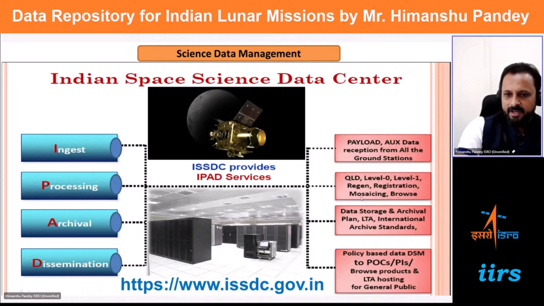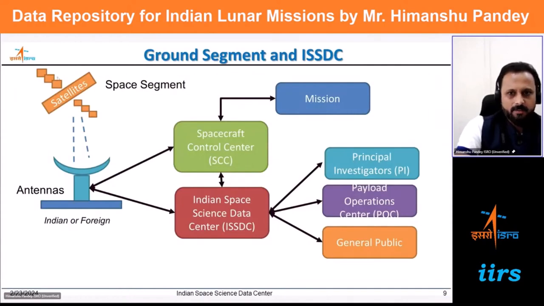Similarly, the other activities happening are registration, user interface, and then long-term archival and short-term archival as per the international standard to be maintained, and the dissemination, initially to the operation centers and investigators, and later it would be hosted to the general public. This is a typical ground segment. From the satellite, data will come here, whether it is an Indian ground station or a foreign ground station, then the payload data will come to the Indian space center, and then the PC data will come to the space center. Both are connected very tightly together here.